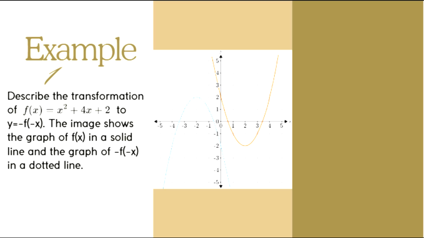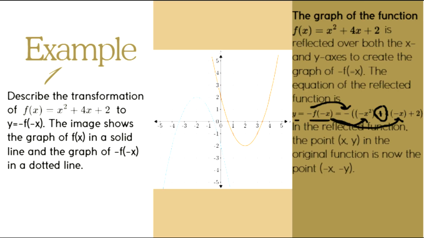Example number 1, describe the transformation of f of x equals x squared plus 4x plus 2 to y equals negative f of negative x. The image shows the graph of f of x in a solid line, this orange one, and the graph of negative f of negative x in a dotted line. So they want us to describe this. The graph of the function f of x is reflected over both the x-axis, so it flipped upside down, and the y-axis, it moved over.